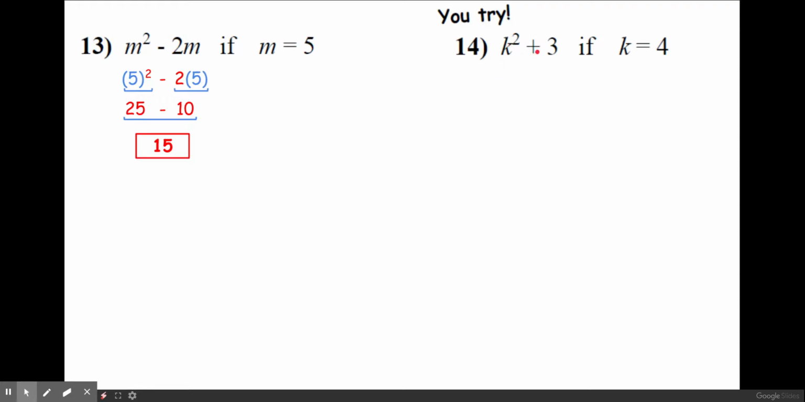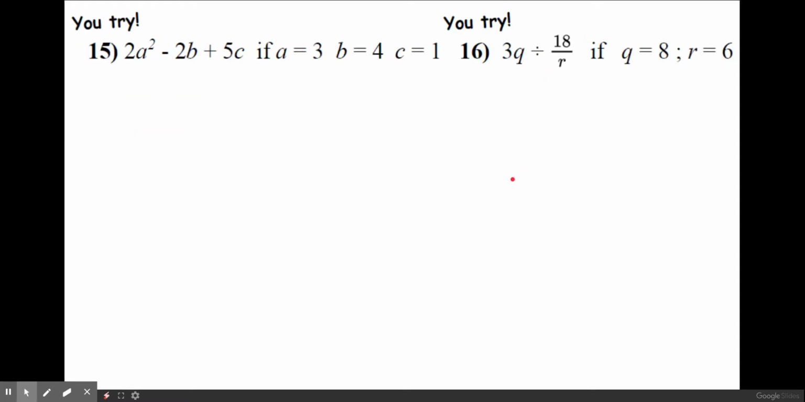k to the second power plus 3, if k equals 4. Replace k with 4 to the second power plus 3. Deal with the 4 squared, or 4 to the second power, which equals 16. And then bring down the plus, bring down the 3. 16 plus 3 is 19. Box your answer.